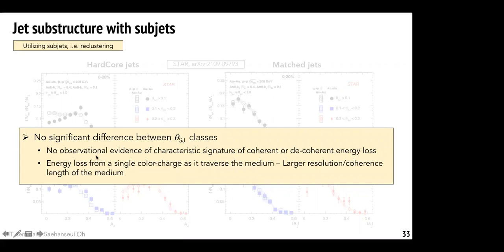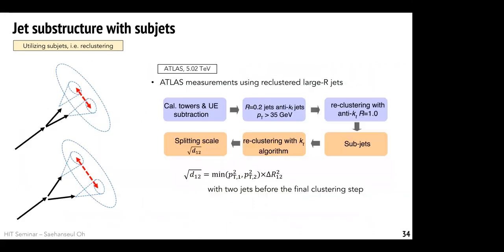So there is no observational evidence of a characteristic signature of coherent or decoherent energy loss. So this means that we saw the energy loss from a single color charge as it traversed the medium. So the resolution length, or the coherence length, of the medium is probably larger than the scale that this theta SJ can tell. So we have a larger medium coherence length.